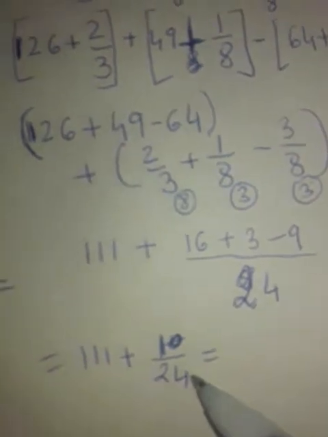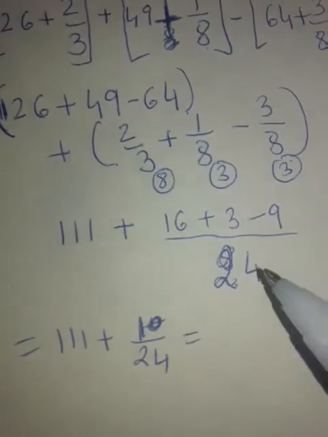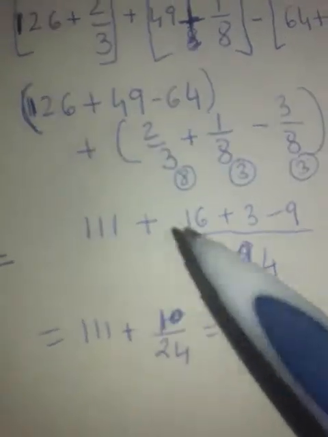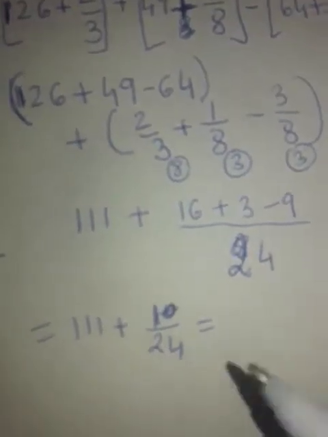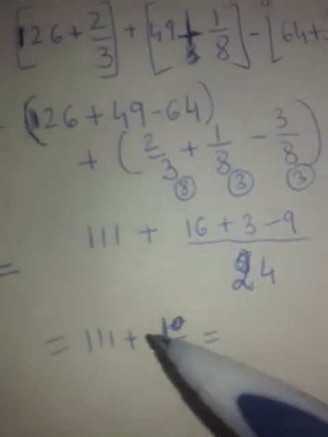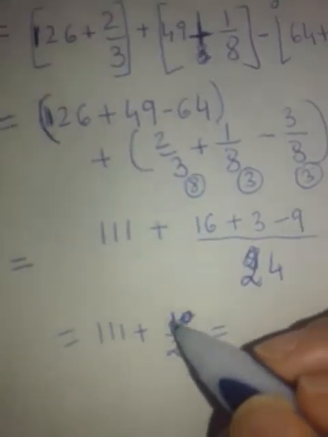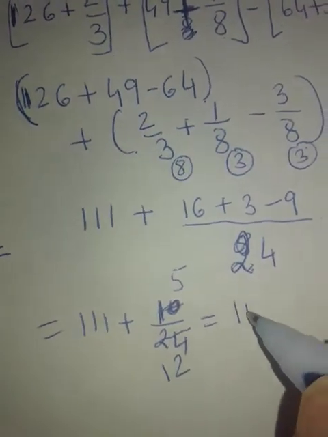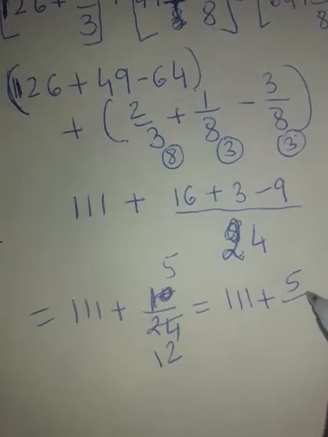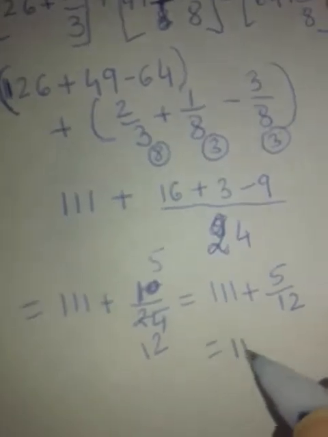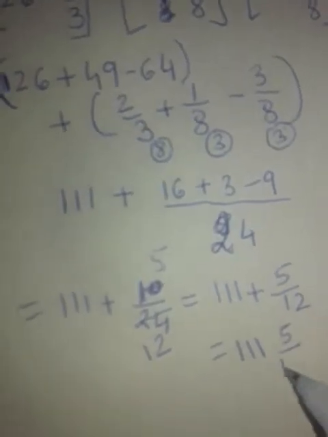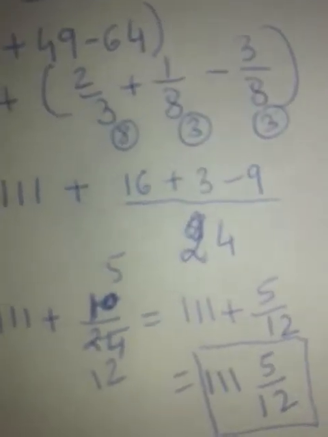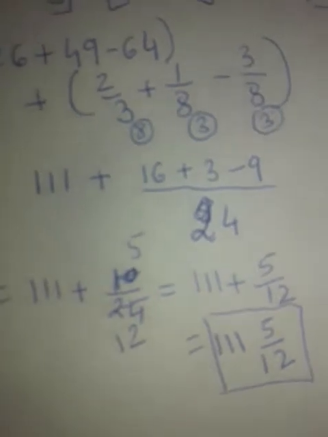Up till this point you got it correct. Their LCM is 24, their sum is 11, and here we arrive at 10 upon 24. 10 upon 24 can be reduced further. 2 5s are 10 and 2 12s are 24. So this is 11 plus 5 upon 12, that is 11 5 upon 12. That is your answer. Are our answers matching?